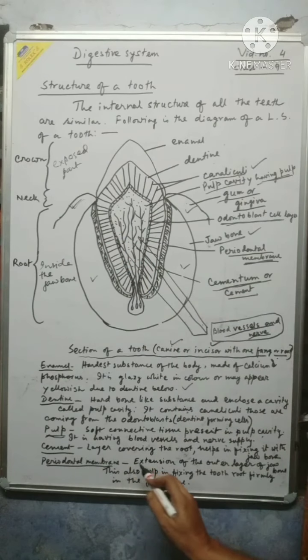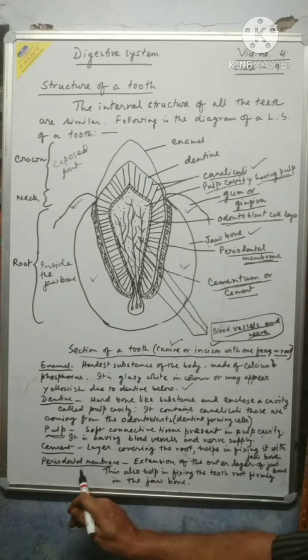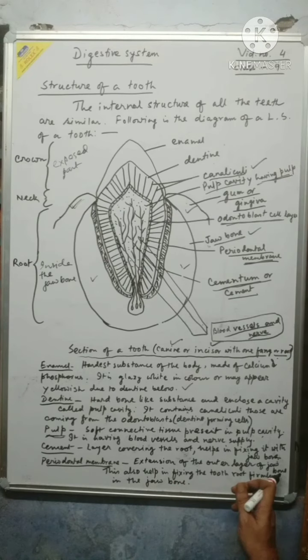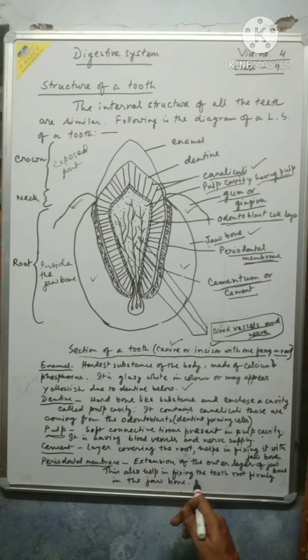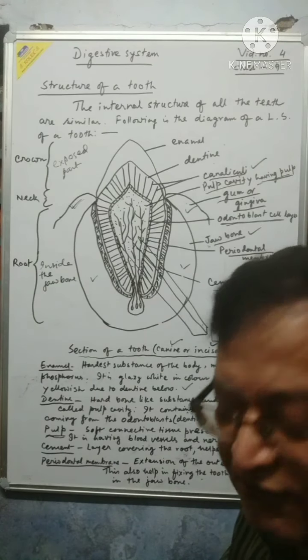The cement layer covering the root helps in fixing it with the jawbone. Same thing that I explained earlier. And the periodontal membrane is the extension of the outer layer of the jawbone. This also helps in fixing the root firmly in the jawbone. So this is the structure of a tooth root.